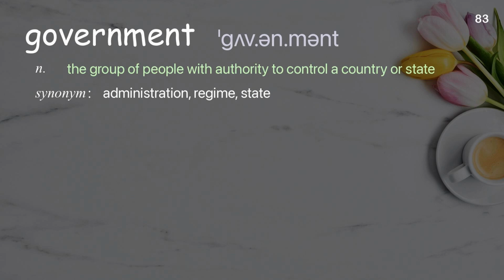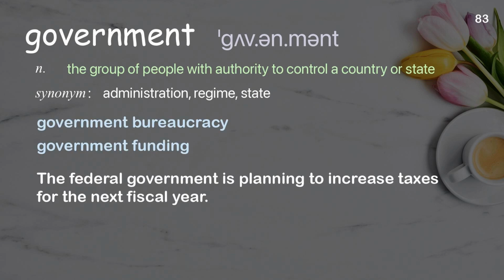Government: The group of people with authority to control a country or state. Examples: Government bureaucracy. Government funding. The federal government is planning to increase taxes for the next fiscal year.